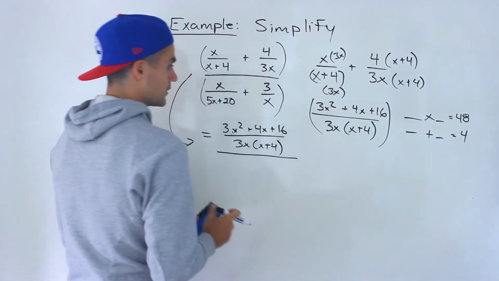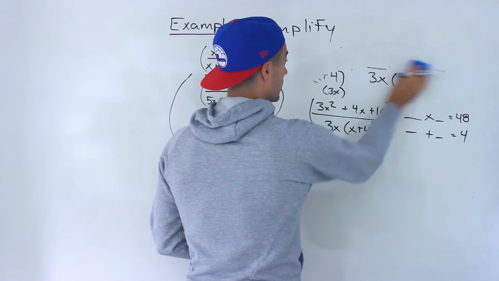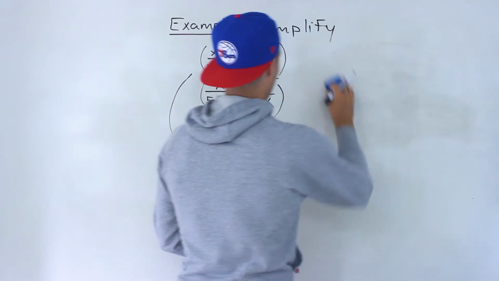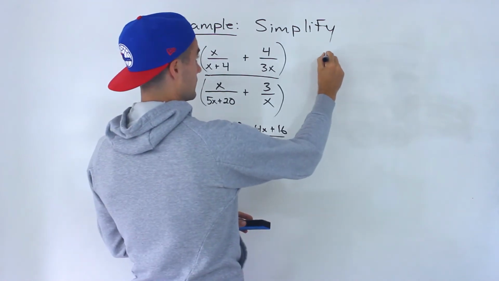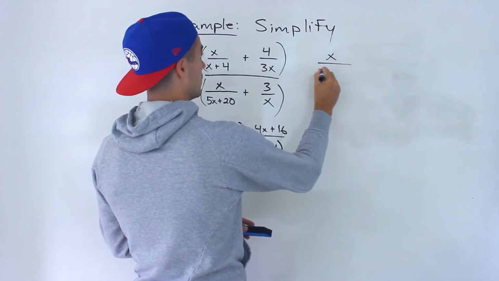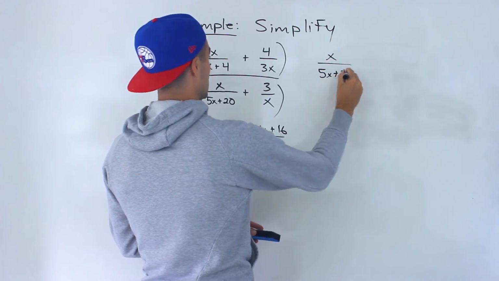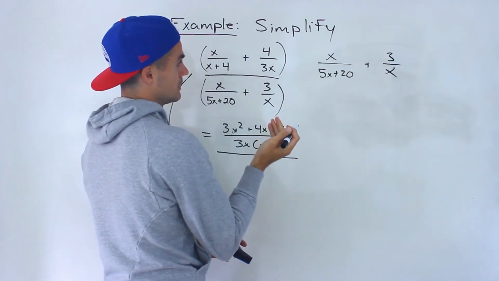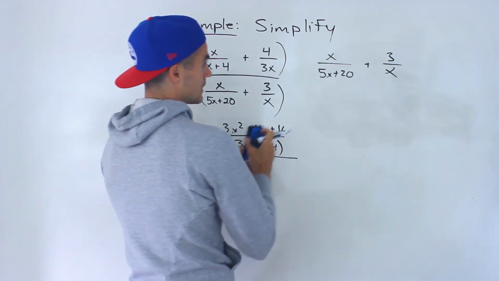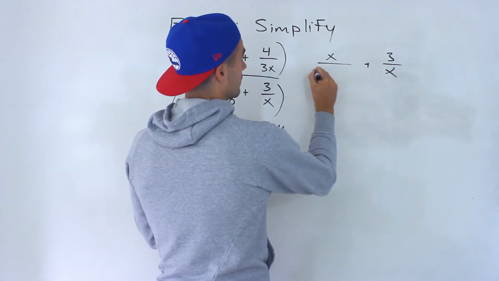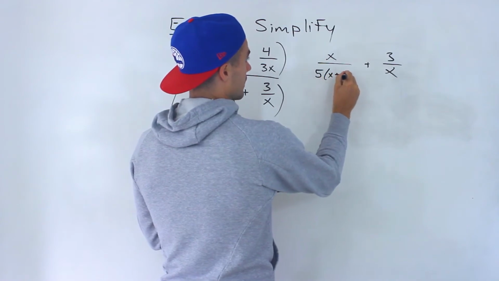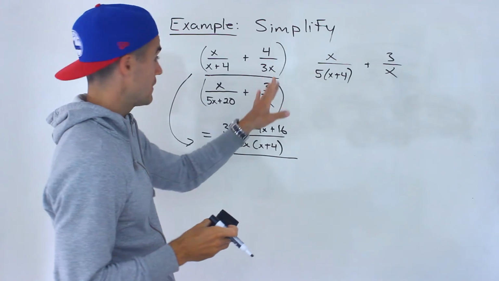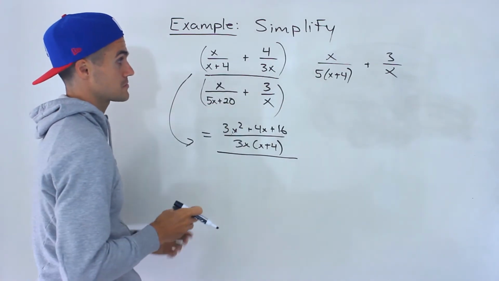And then I'm going to do the exact same thing with the denominator. So the denominator, we have x over 5x plus 20 plus 3 over x. Now the 5x plus 20 factors, we could take out a 5 from there. At some point we're going to have to factor it, so I'll just factor it at this point. We take out a 5 and we're left with x plus 4.